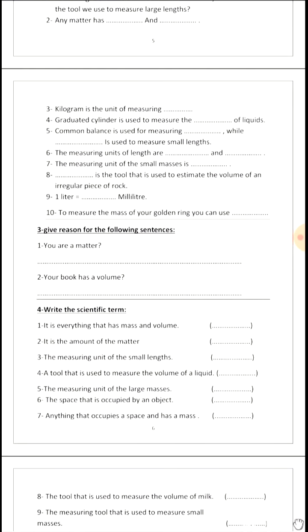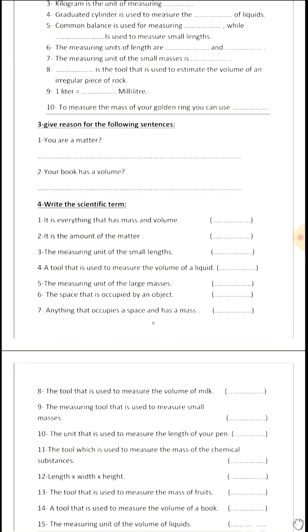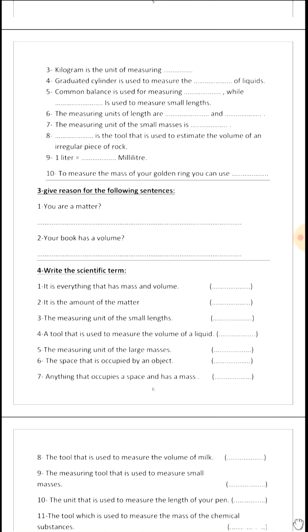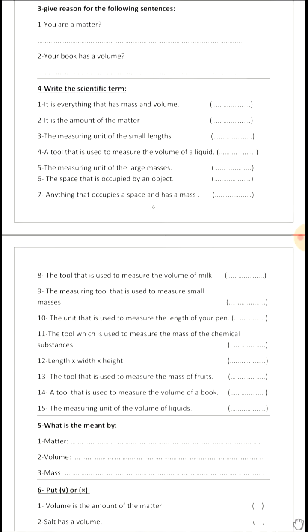Number 1. You are matter. We had said that everything around us that has mass and volume is called matter. So you are matter because you have mass and volume. Number 2. Your book has a volume. We had said that volume is the space occupied by an object. So the book has volume because the book occupies a space.